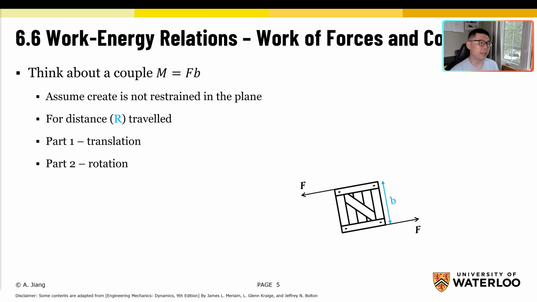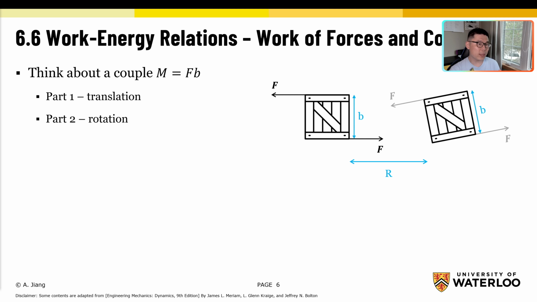For the general plane motion, there is more than just translation, of course. So rotation is the next we need to consider. Let's rethink about this motion for the crate to travel distance r. Since we already proved that if there were only translation, no rotation, then there is no net work done, we can expect that the work done by a couple is only caused by rotation.